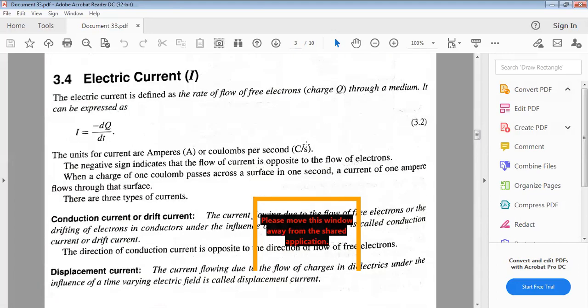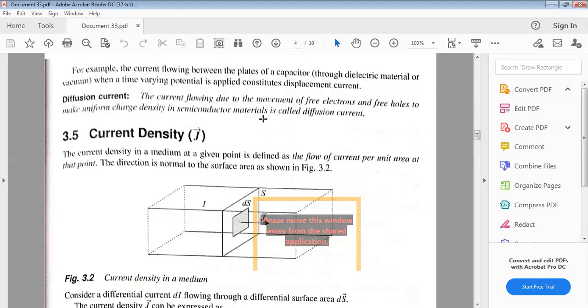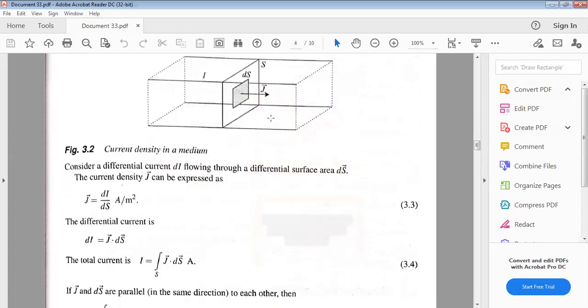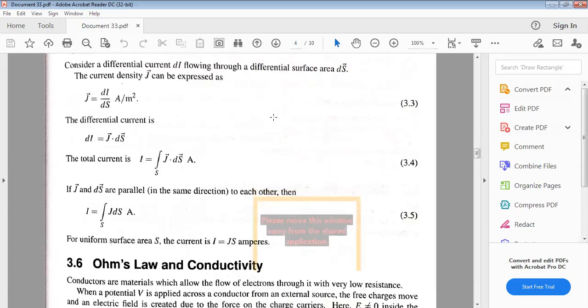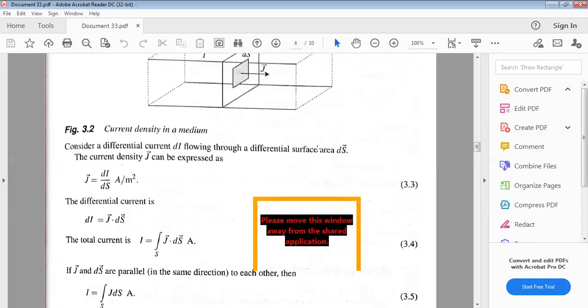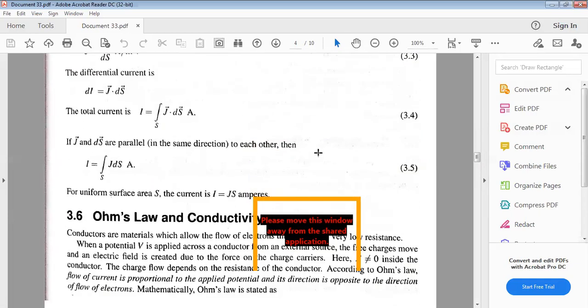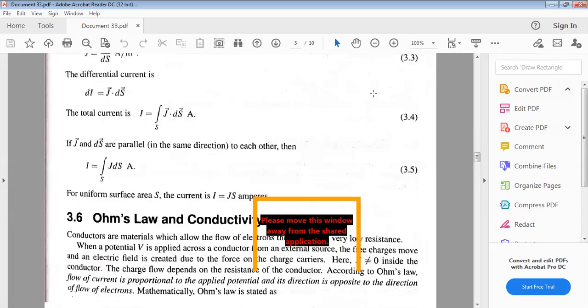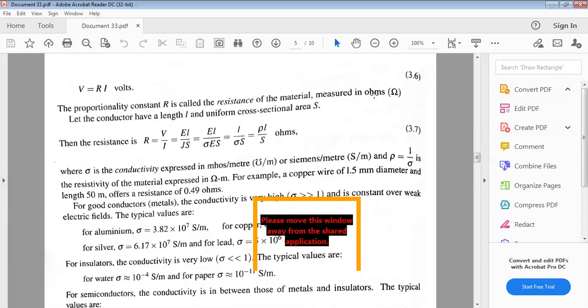Similarly, three types of currents. What are they? Conduction current or drift current, displacement current, and diffusion current. Next, current density. Current density is represented with J, J equals di by ds. The conclusion is I equals the surface integral of J dot ds, amperes, in terms of electric and magnetic fields. And what is meant by Ohm's law and conductivity. This is the fundamental relation of Ohm's law, V equals IR.